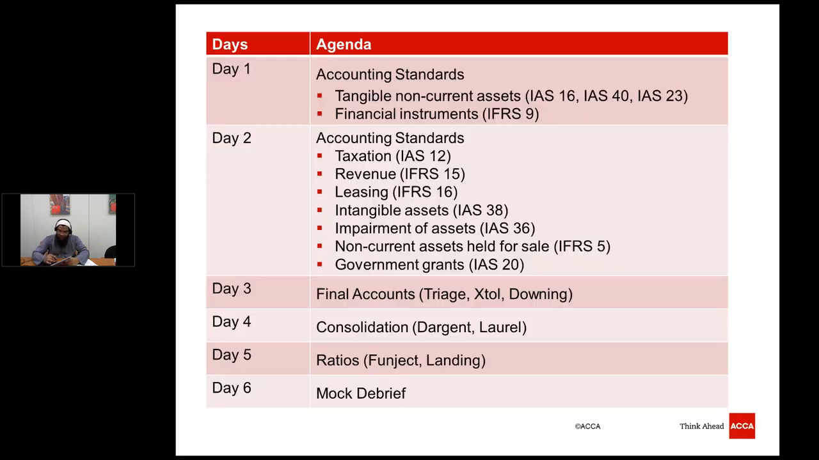We have already covered day 1 to day 4 yesterday, and today is day 5 where we are going to discuss the ratios, and we'll be solving two different questions by the name of Funject and Landing. And tomorrow is going to be the mock debrief.